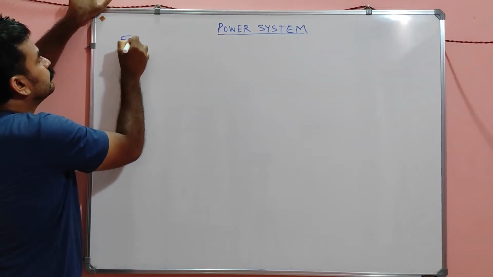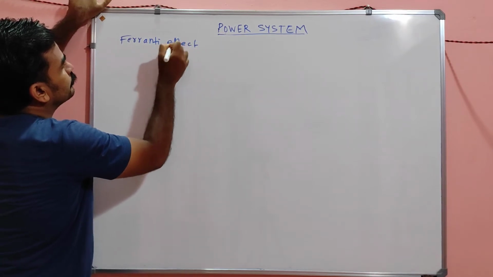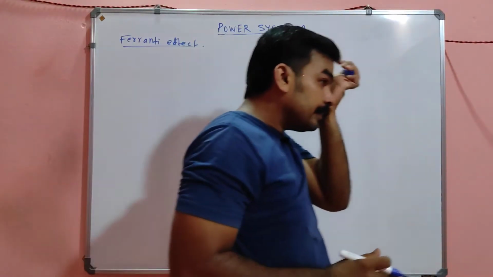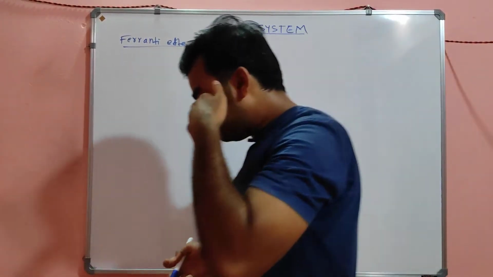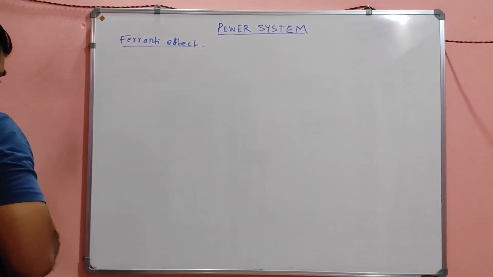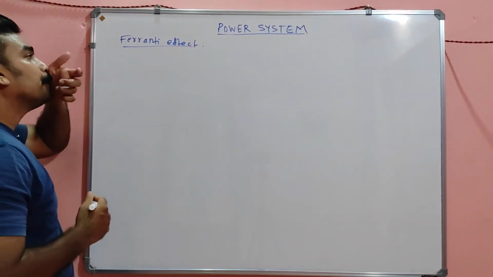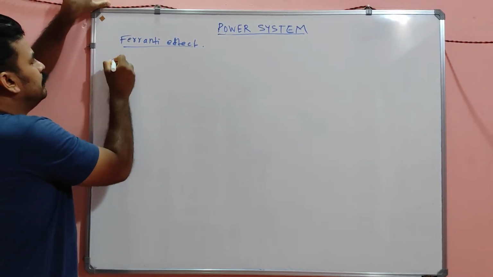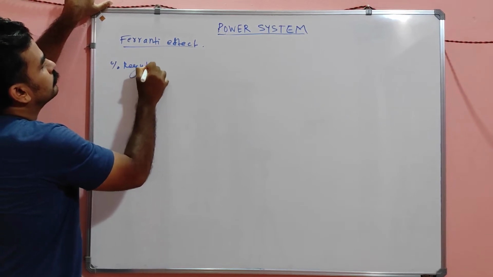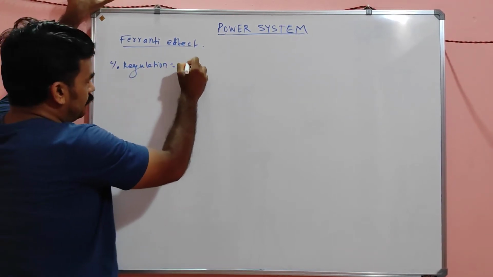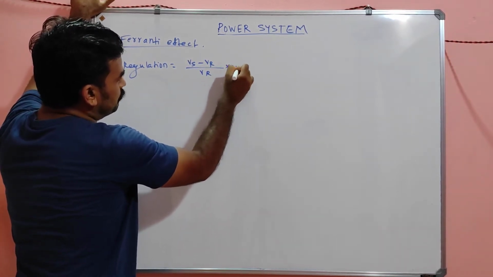Next, Faraday effect, my dears. We know that the percentage voltage regulation is nothing but sending end minus receiving end divided by receiving end, into 100, right?